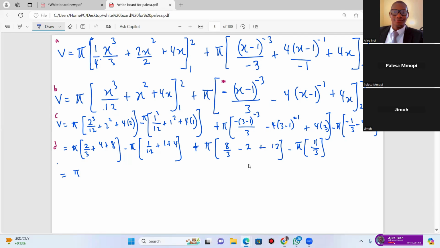Can you see the -3? Yes, sir. If I change this negative to +3, then I can pull the power up. I can pull this power up, the same thing I did there.